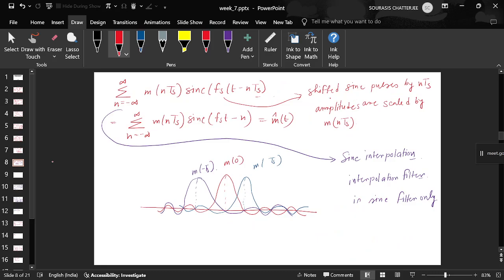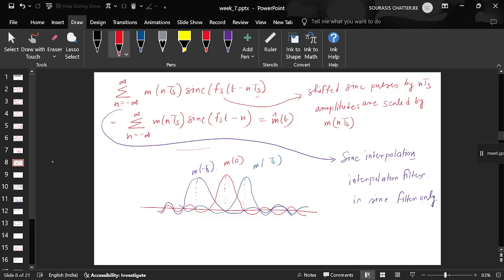You can see here the sinc pulse shifted by nTs, and the amplitudes are scaled by the corresponding message values at those particular time instants. You can go one step further, and here you can write fs and Ts, and fs and Ts just result in 1 because Ts is 1 over fs. So this is what you will obtain, and this is the reconstructed original message signal.